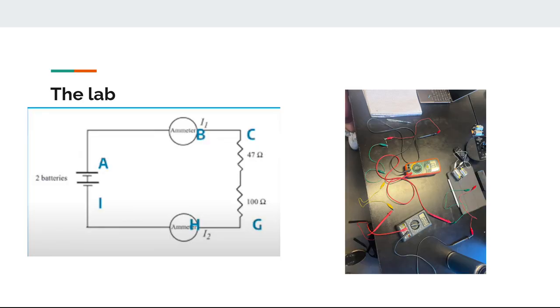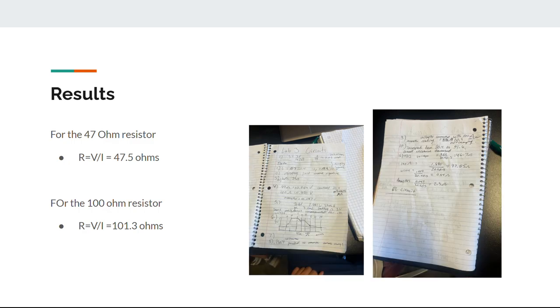This is the lab. It's a little diagram of what we set up at first, and a little picture of it. It's a little messy, sorry. We have a battery connected to ammeters connected to resistors of different resistance, 47 and 100 ohms respectively.